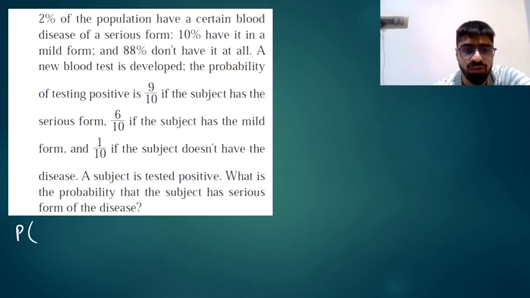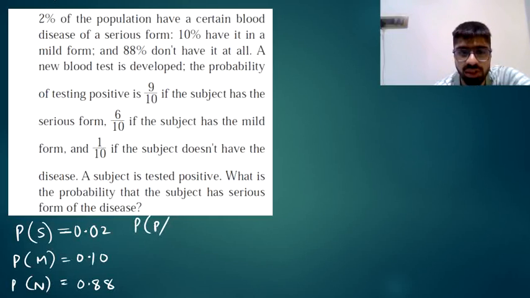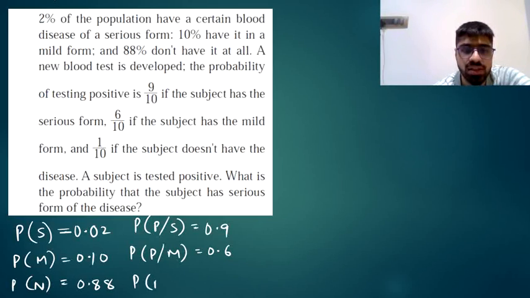So you have probability of the serious form as 0.02 because 2% of the population has the serious form. Probability of having the mild form is 10%, so 0.10, and probability of not having the disease, that is P of N, is 0.88. Probability of testing positive given the serious form is 0.9. Probability of getting tested positive with a mild form is 0.6, and probability of getting tested positive with not being diseased is 10%, so 0.1.